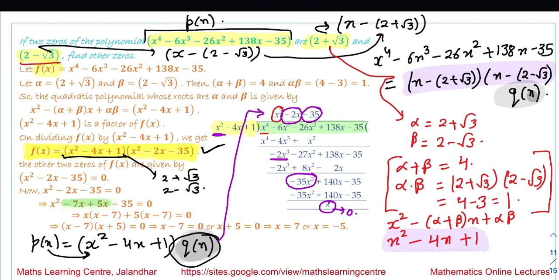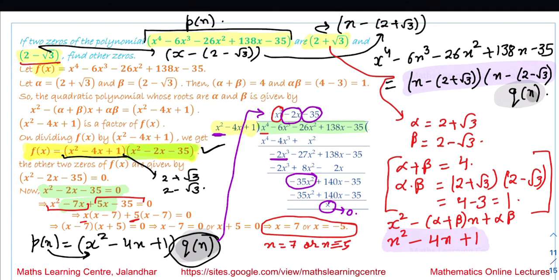So we have split the middle term, it is -7 + 5. We are talking about this polynomial x² - 2x - 35, and we have split the middle term and we are getting -7x + 5x. From these two terms we have taken x common, from these two terms we have taken 5 common, and on solving this you will get the final values x = 7 or x = -5.